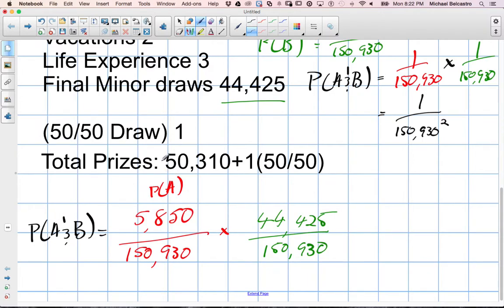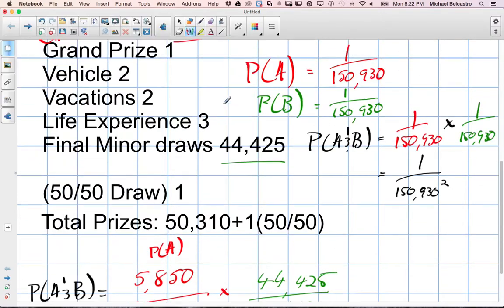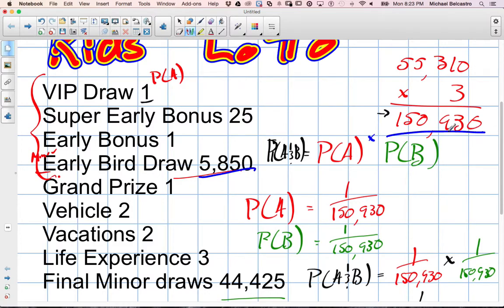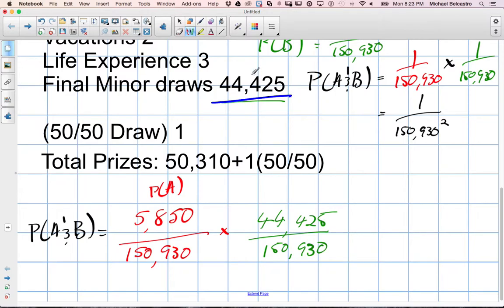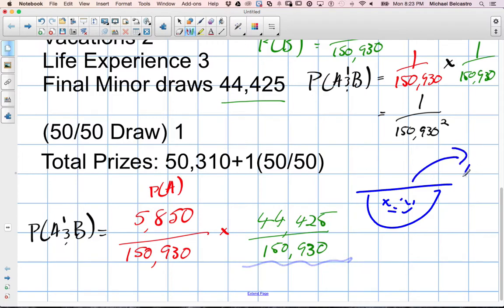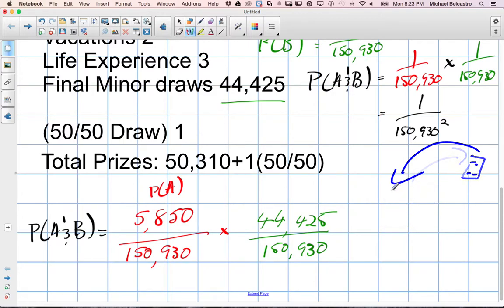Okay, and I've written it this way because this is how many chances you get out of the total number of tickets. So 5,850 of the total 150,930 tickets will be winners of the early bird draw. Let's assume all these tickets are in place for the early bird draw. And then 44,425 tickets are out of the total of, again, 150,930. So same concept. For it to be independent, we have to say that when they draw this ticket, whatever the number is, it then goes back into the pot. And we know that that is very unlikely.